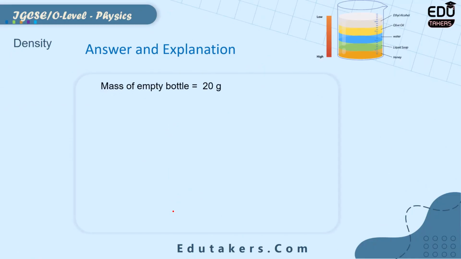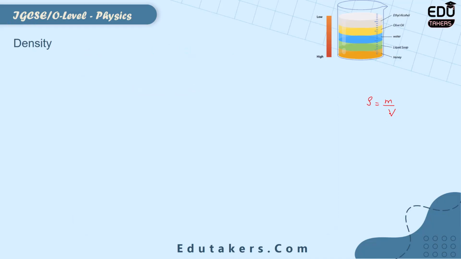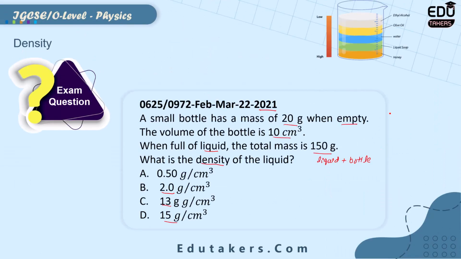Here we just need to use the formula of the density, like density is equal to mass per unit volume. Volume is given, which is here 10 cubic centimeter. I write here volume is 10 cubic centimeter and the mass is not given. The mass of the bottle and liquid combined is given, which is 150 gram, but the mass of the liquid is not given. It means that we need to find out the mass of the liquid.